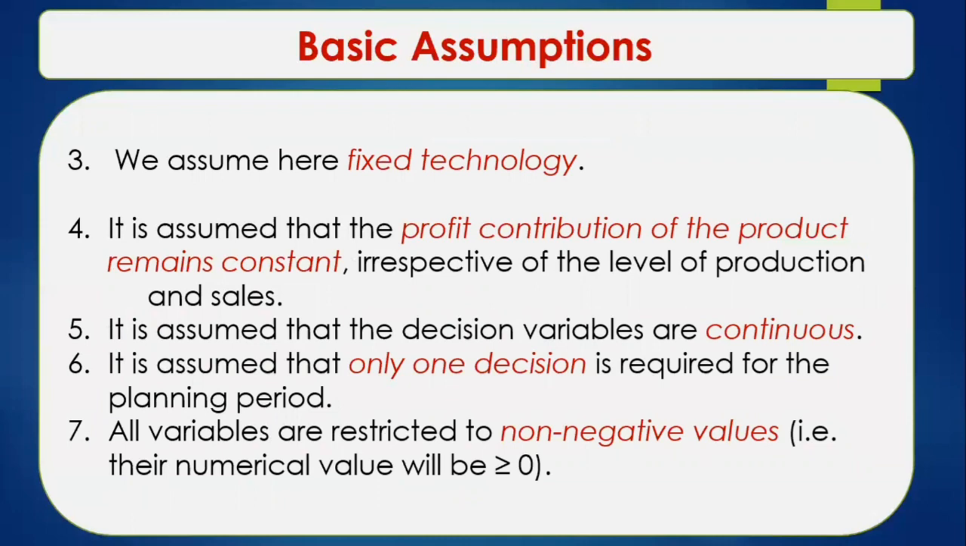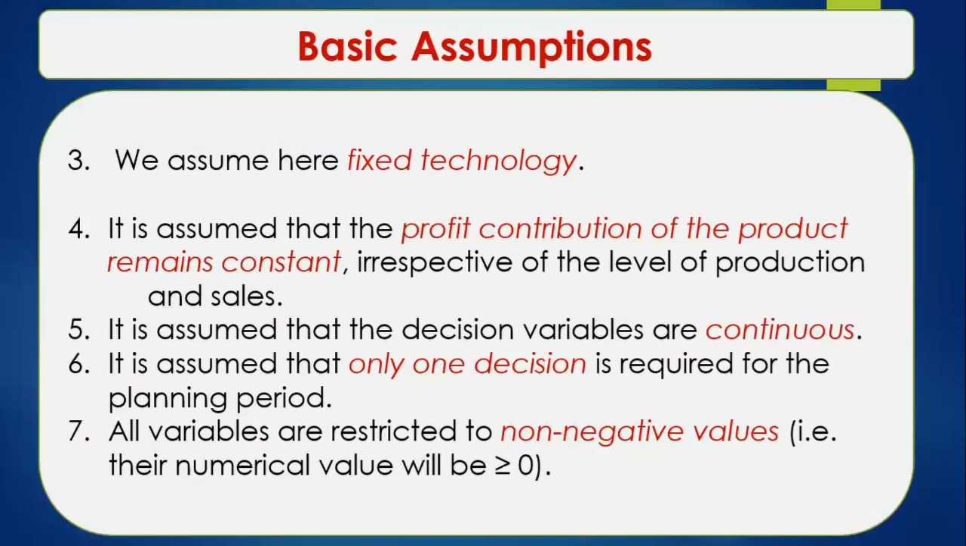What do we mean by that? When we say fixed technology, we are actually referring to the fact that the production requirements are fixed during the planning period. And the fourth one is that the profit contribution of a product remains constant irrespective of the level of production and sales. When we say remains constant, it doesn't change regardless of whether you add to the production of your products X and Y, or you deduct or lessen the production of your X and Y. It's still the same, it's still fixed, okay?